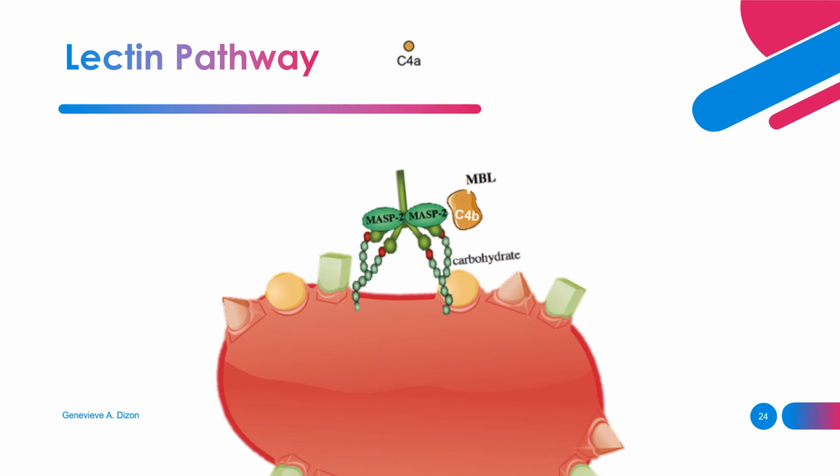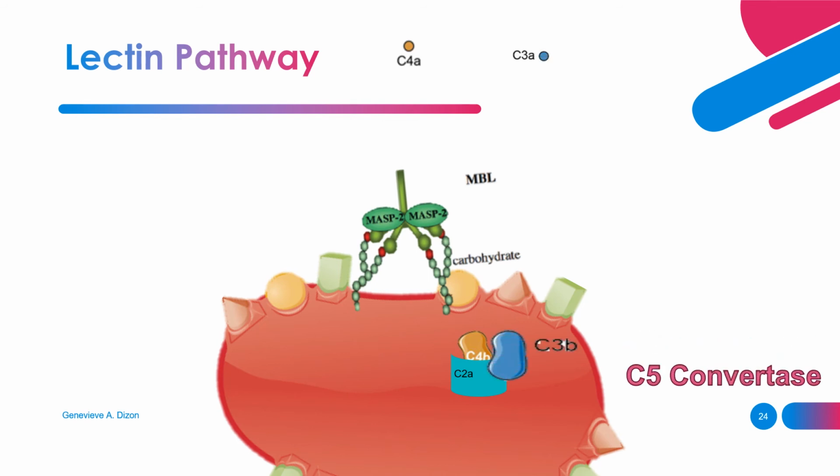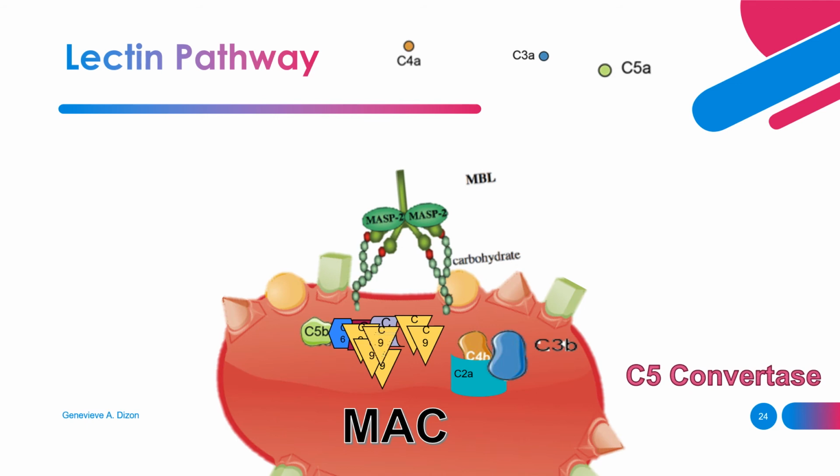C4a is released while C4b is bound to the cell surface. C4b is then attached to C2a forming the C3 convertase and attached to C3b forming the C5 convertase. It then follows the same pathway to form the MAC, or the membrane attack complex, until lysis is formed.